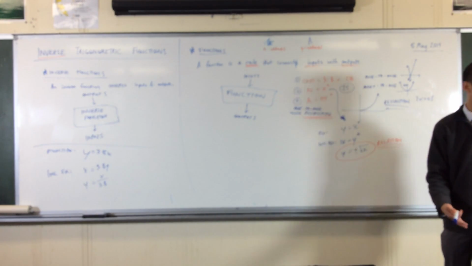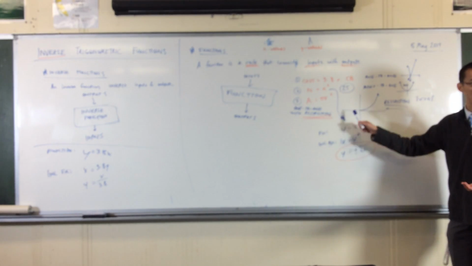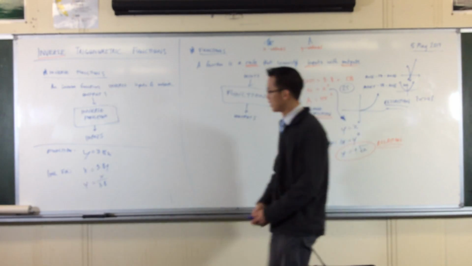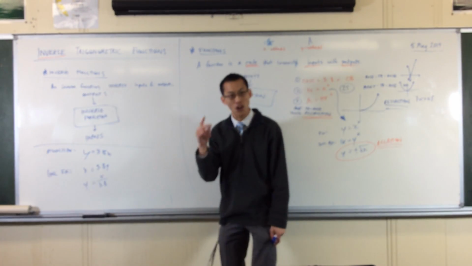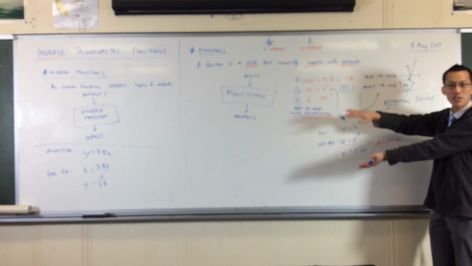And that's what your calculator does. It doesn't tell you, but that's because the calculator can't give you lots of different possible solutions. So it just takes the positive one. Okay? So therefore, maybe you want to write this down: an inverse function inverts inputs and outputs, but you can only do it under these cases. You have to make it one-to-one in some way.